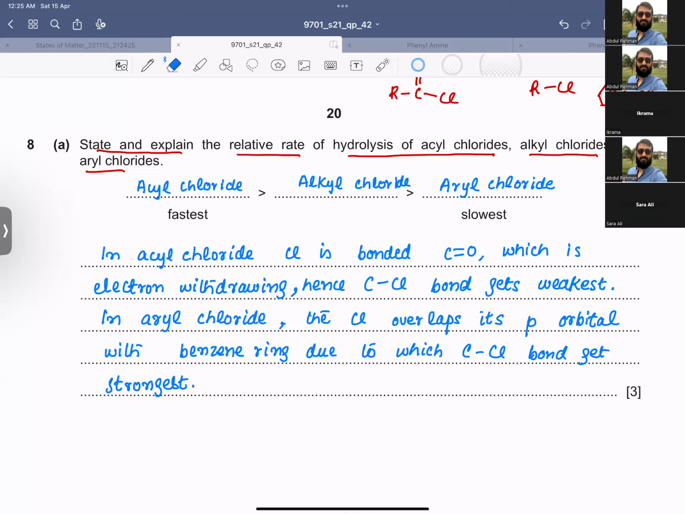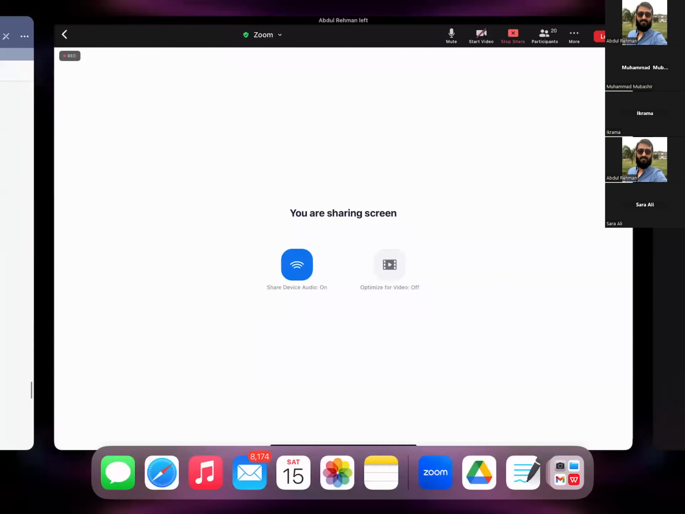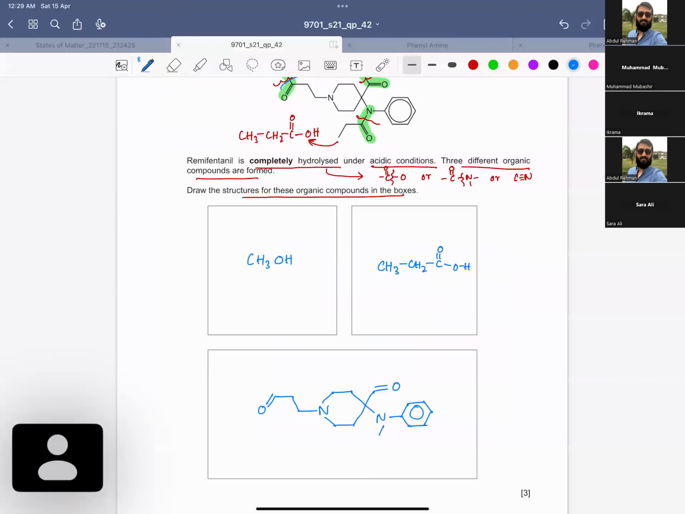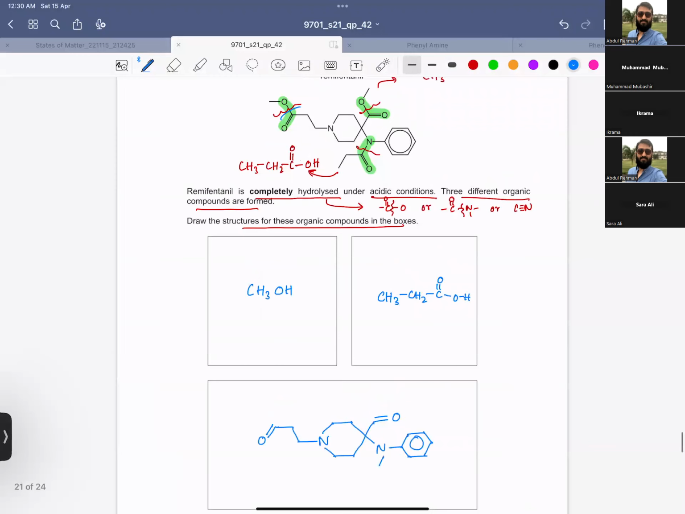Am I audible to everyone now? Yes, is my screen shared now? Okay. So I was doing this, but I think Zoom was stuck.